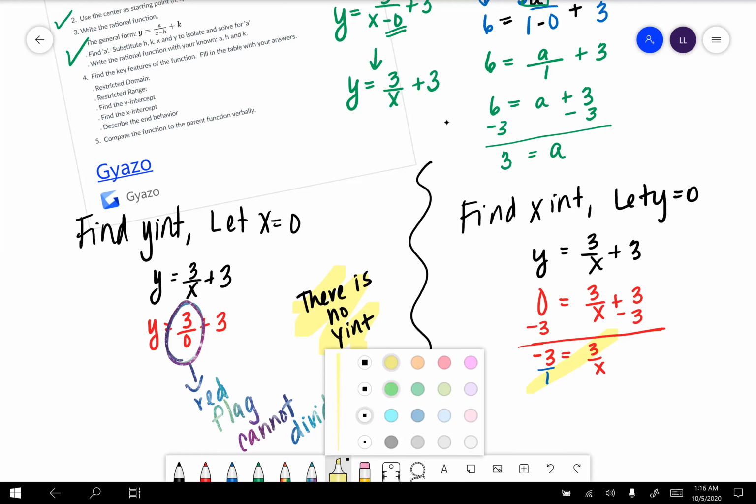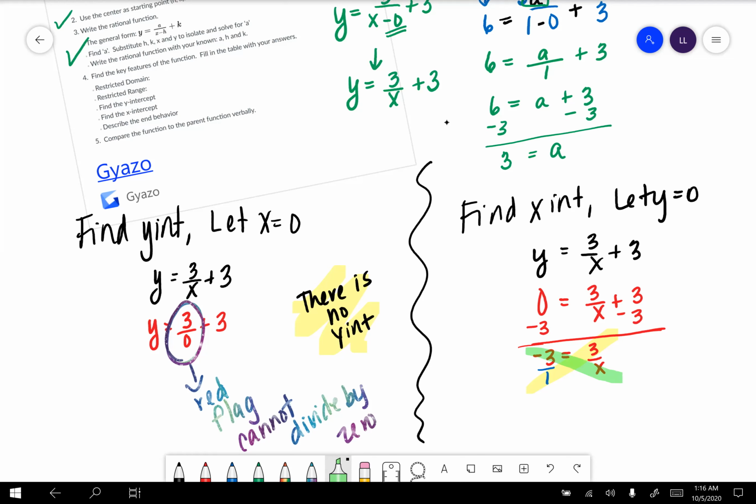I can go ahead and say 1 times 3, and I can say 3 times x, cross multiply to find my answer. So here we go. 1 times 3 is 3. And 3 times negative 3 times x is negative 3x. Divide both sides by negative 3 to isolate x. And x is equal to negative 1.